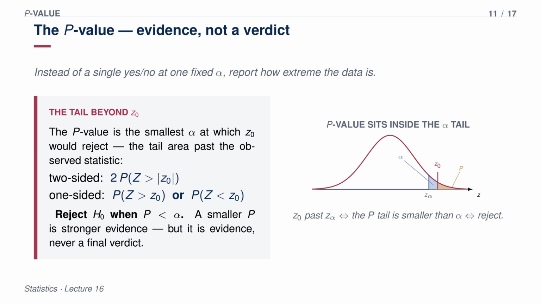And the rule is green. Reject H-naught when p is less than alpha. A smaller p is stronger evidence, but that's the whole spirit of it. A p-value is evidence, never a final verdict. On the picture, when z-naught sits past z-alpha, its p-tail is smaller than alpha, and that's exactly when you reject.